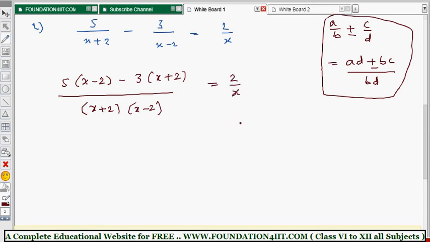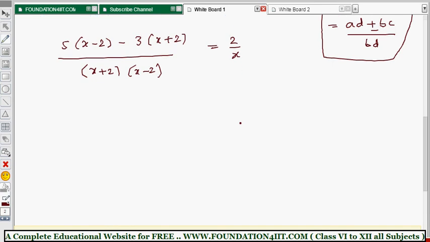Then next is similarly same problems like other sums. We can open the bracket, so we should multiply. So 5 into x is 5x, minus 5 into 2 is 10. This is minus 3 into x is minus 3x, minus 3 into 2 is 6. By we can simplify. This is the formula actually, you remember.